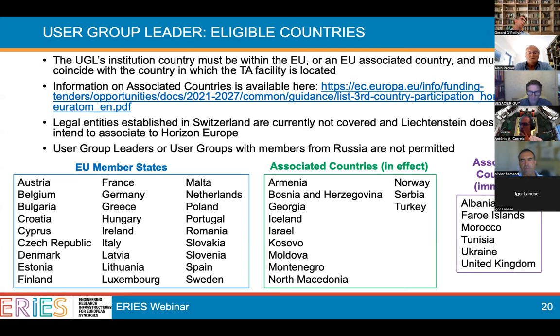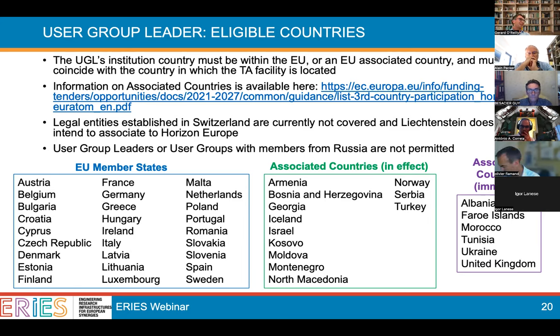It's forcing European researchers to go abroad and go to different countries and interact with different institutions and, let's say, disseminate the research around different countries. So it's forcing people to have this transnational access to different laboratories. This is what it means when it says the user group leader, so the person who's leading this project, their institution country must not coincide with the country in which the facility is located.